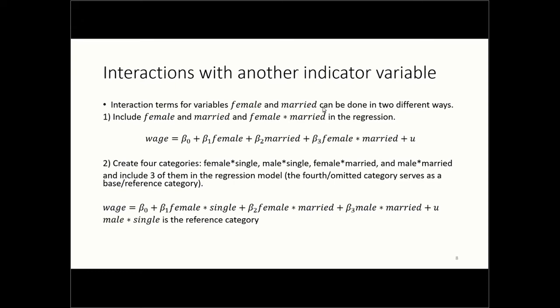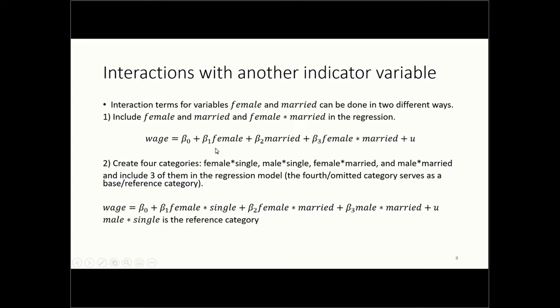So now let's talk about interactions with another indicator variable. Suppose now we have interaction terms for female and married. So we want to include both of these indicator variables in the regression. These interaction terms could be done in two different ways. The first way is to include the female dummy variable and then the married dummy variable, and then the interaction between female and married in the regression.